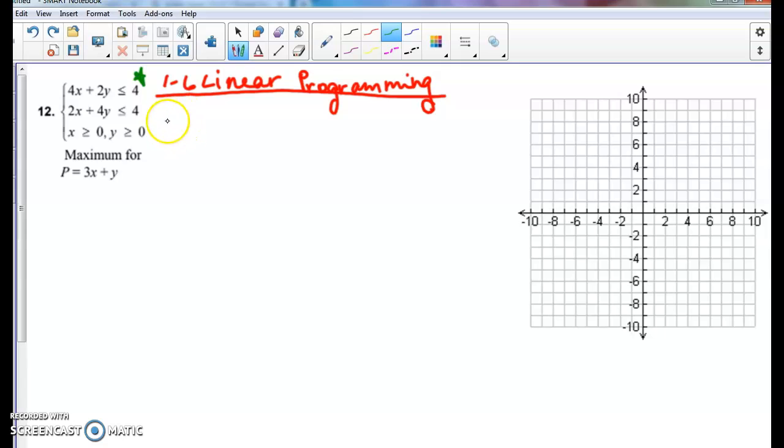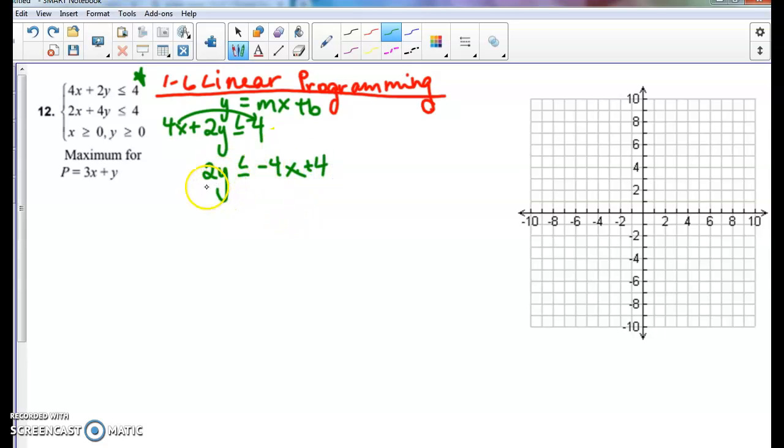So my first one is 4x plus 2y is less than or equal to 4. And remember, we want to look like y equals mx plus b, slope intercept form. So we're going to keep our 2y over here on the left, less than or equal to. Transpose our 4x, make it a negative 4x. Drop down our positive 4, so plus 4. Now the last step to solve for y is to divide everybody here by 2.